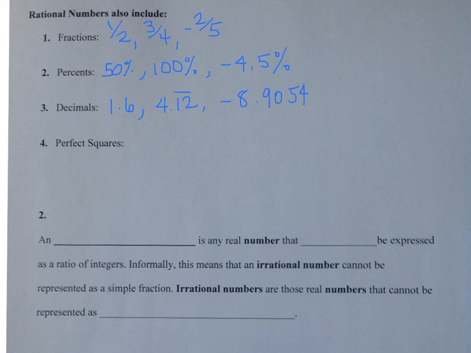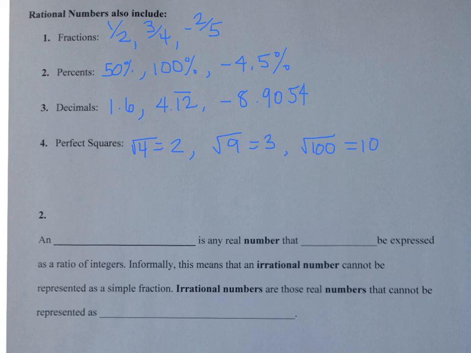And lastly, rational numbers include perfect squares. So a perfect square is a product of a rational number multiplied by itself. So an example of a perfect square is the square root of 4. Why? Because the square root of 4 is equal to 2. Because 2 times 2 equals 4. Another example is the square root of 9. Why? Because the square root of 9 is equal to 3. 3 times 3 equals 9. And we'll do one more example of a perfect square, like the square root of 100. And the square root of 100 is equal to 10, because 10 times 10 equals 100.